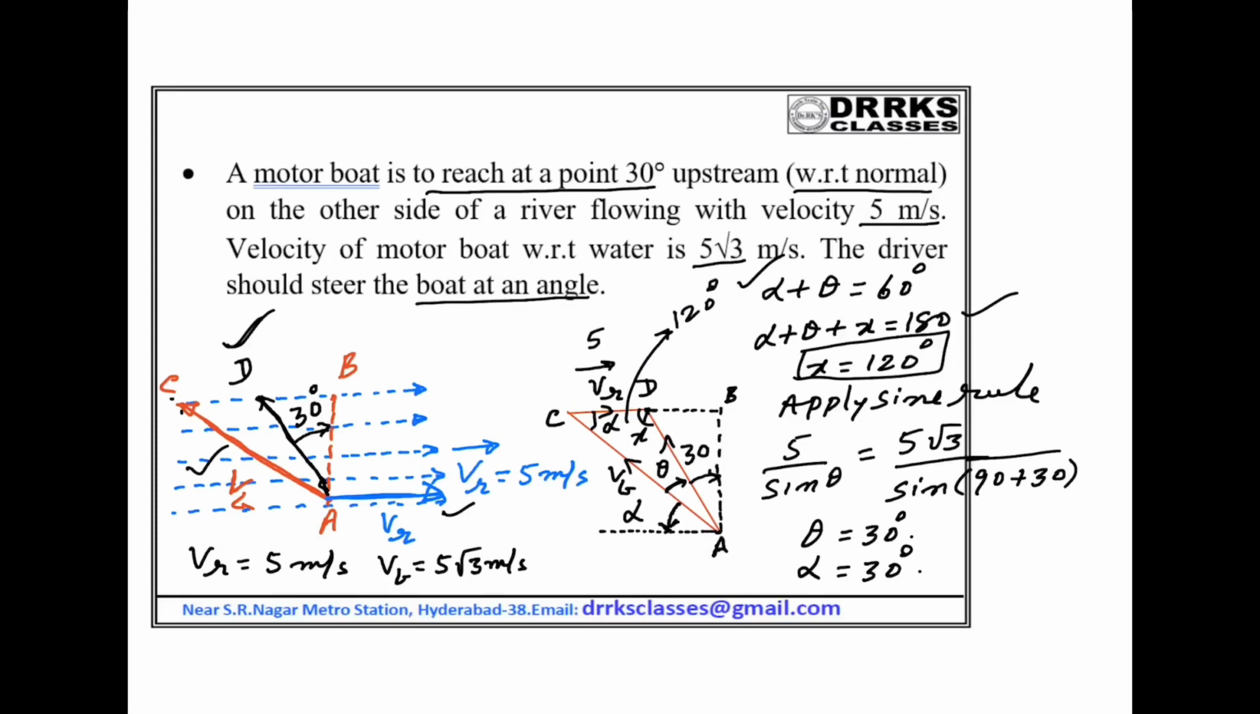And simply apply the sine rule. So VR by sine theta, that is 5 by sine theta, is equal to VB, which is 5 root 3 by sine of (90 plus 30), the opposite angle. From that you will get theta is 30 degrees, alpha is 30 degrees. That means he has to steer the boat at an angle of 30 degrees with respect to the horizontal, up the stream. So the answer is 30 degrees.